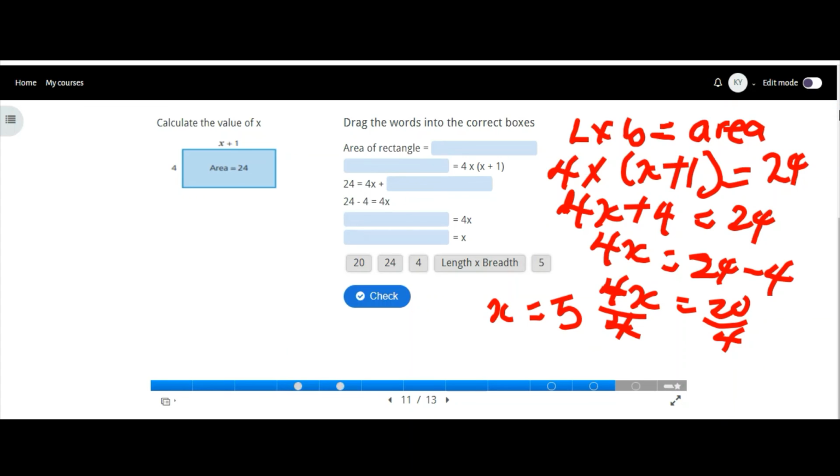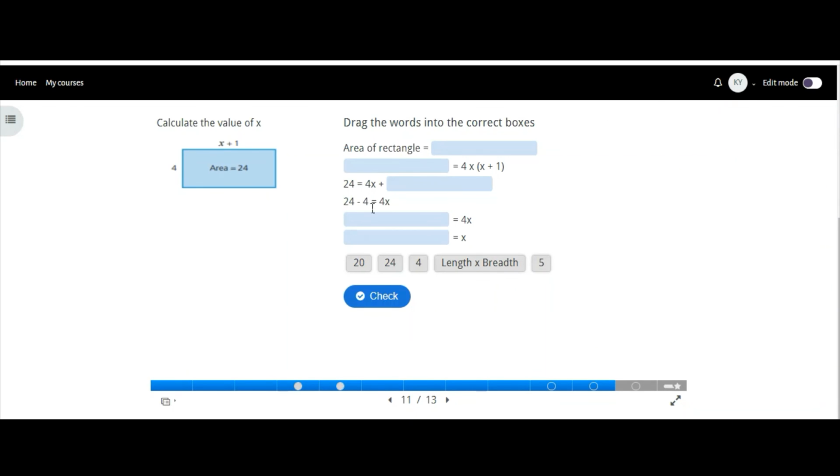With that, we are going to drag in the solutions based on what we have calculated. What is the area of a rectangle? Length times breadth. What is the area from this diagram? The area is given as 24. So by the time we open the bracket, 4 multiplied by x plus 1, we are going to have 4x. Then 4 times 1 will give us 4. Dragging 4 to the other side of the equation, the sign changes. 24 minus 4 will give us 20. Divide both sides by 4, we have 5. So our x is 5.